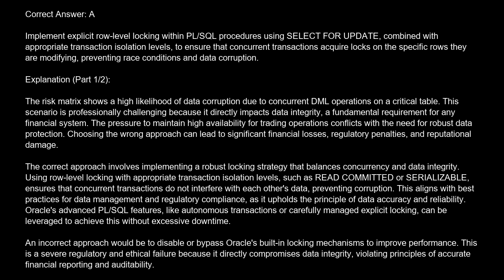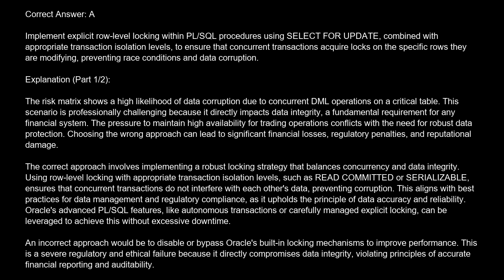table. This scenario is professionally challenging because it directly impacts data integrity, a fundamental requirement for any financial system. The pressure to maintain high availability for trading operations conflicts with the need for robust data protection. Choosing the wrong approach can lead to significant financial losses, regulatory penalties, and reputational damage. The correct approach involves implementing a robust locking strategy that balances concurrency and data integrity.